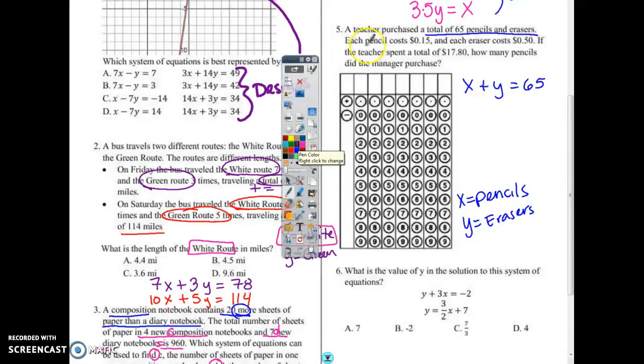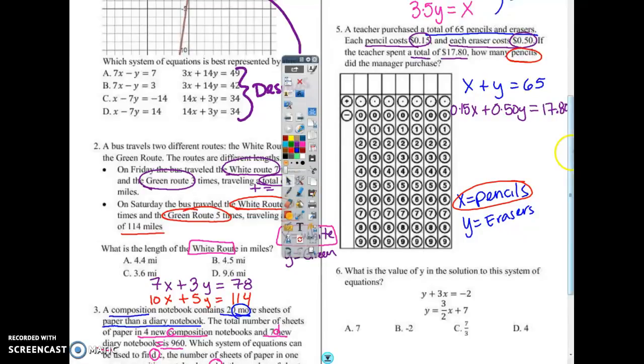Then it says each pencil costs 15 cents. Each eraser costs 50 cents. So 0.15x plus 0.50y equals a total of $17.80. Okay, so one equation is just about the number, and the other equation is about the money. Every single thing has to have money. Money plus money equals money. So how many pencils? They want to know the number of pencils, which will be your X. So put it in Desmos and get the answer.